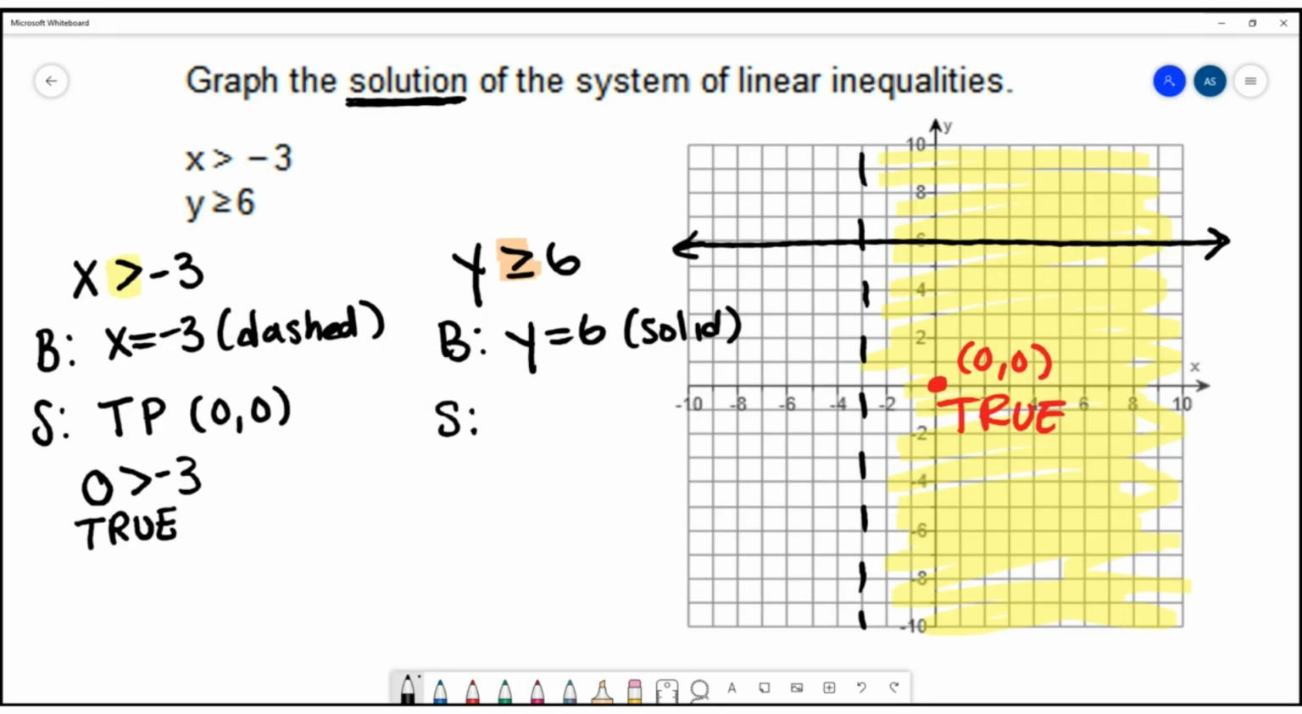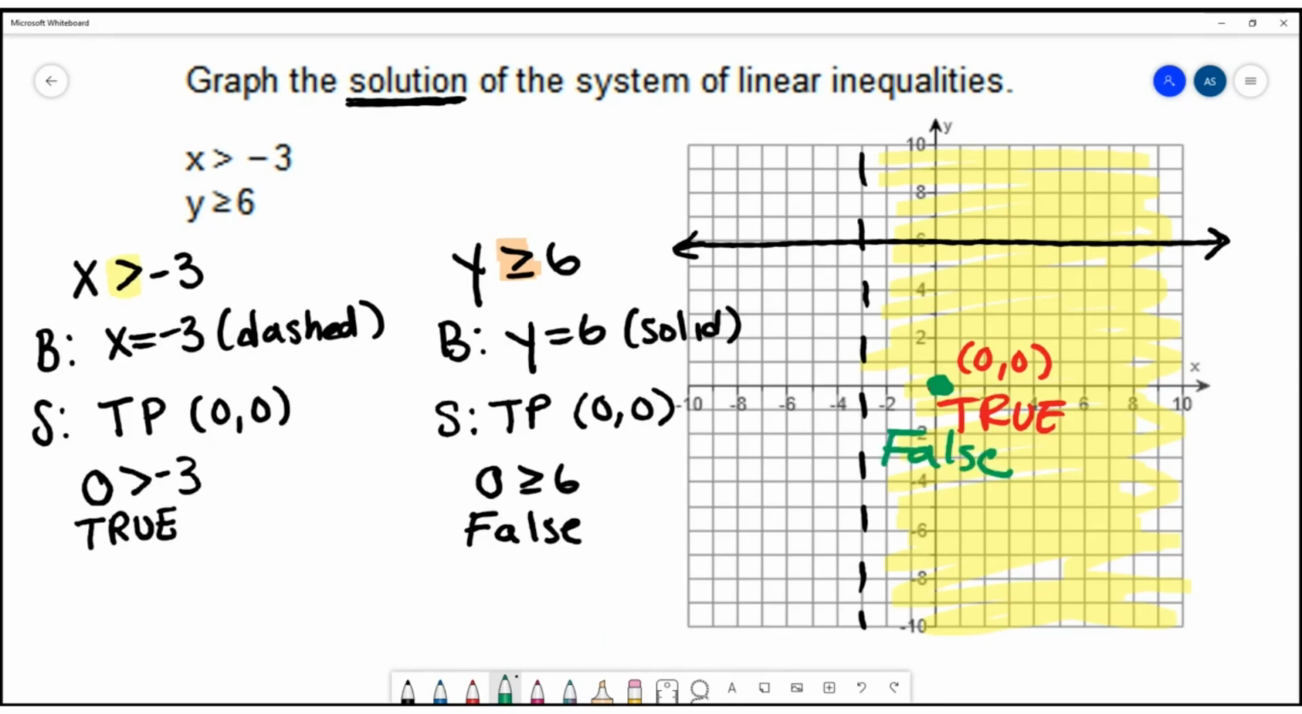Then we're going to figure out the shading. We're going to shade either above or below the line, and we'll make that decision by choosing a test point. We can choose 0, 0 again as the test point because 0, 0 is not on the line. Substitute the test point into your inequality: 0 is greater than or equal to 6. 0 is not greater than or equal to 6. That's a false statement. So this time, my test point of 0, 0 came out false.